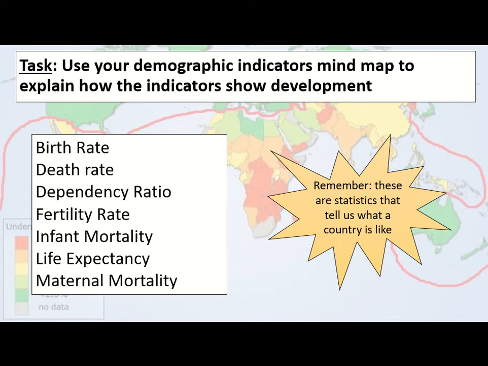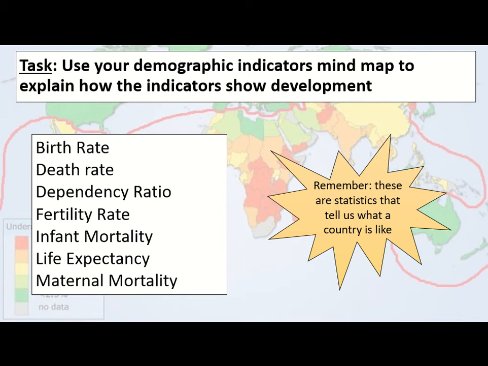So what I'd like you to do with these is work out what each of them is, first and foremost. Don't have to write it down, but work out what each of them is. But then do write down what and how that indicator shows a place's level of development.